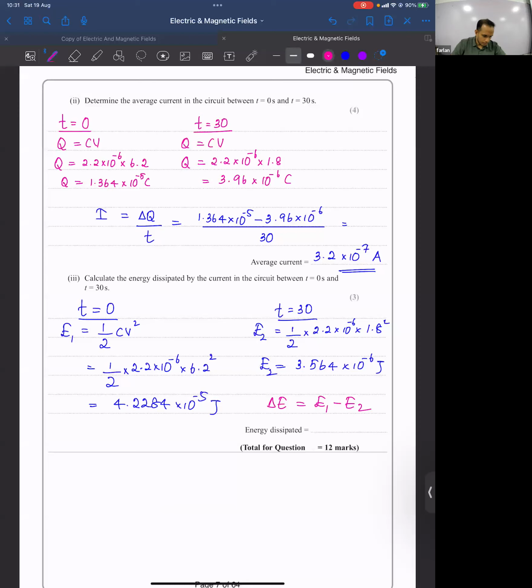Because I'm getting 3.87 to the power minus 5 joules. Are you getting this answer? So what I did is, at t equals 0, I used E equals half CV squared. C is 2.2 into 10 to the power minus 6, V is 6.2 squared. Did the same thing for t equals 30, half CV squared, V is 1.8, and got the two E1 and E2 values and took the difference. Is that okay?